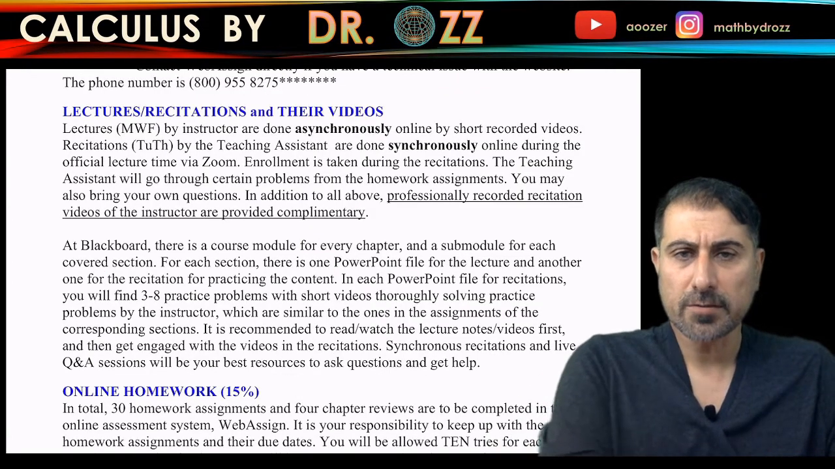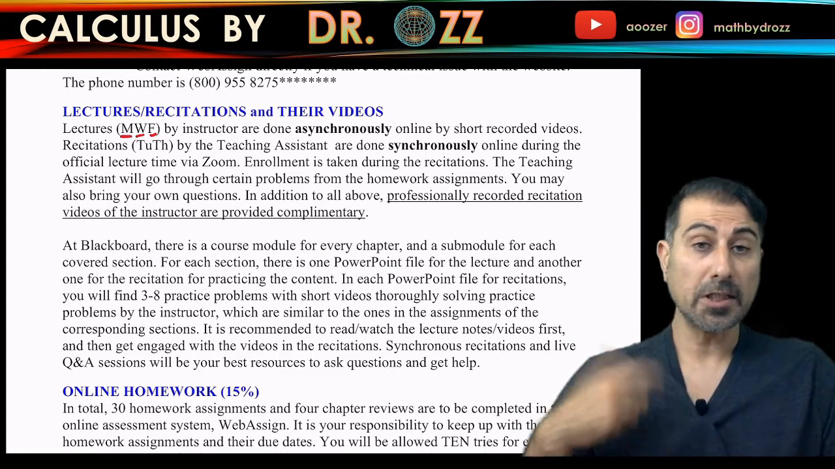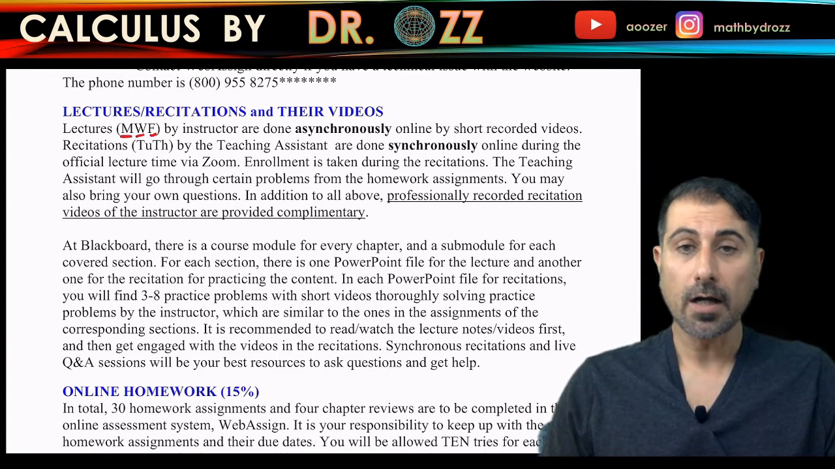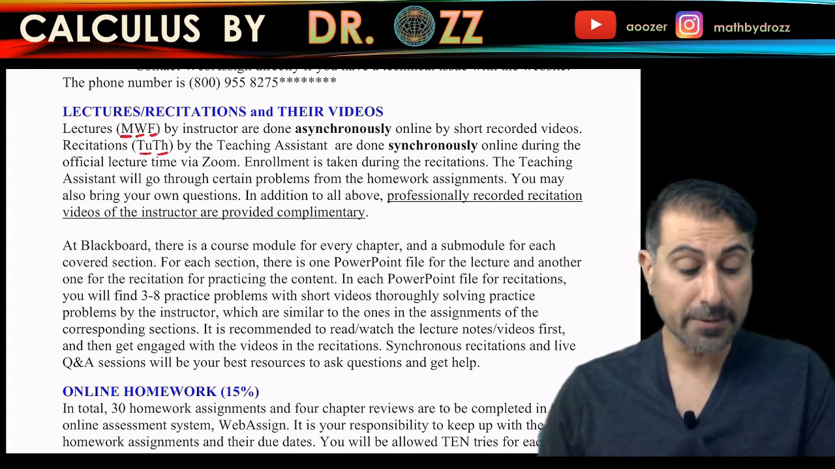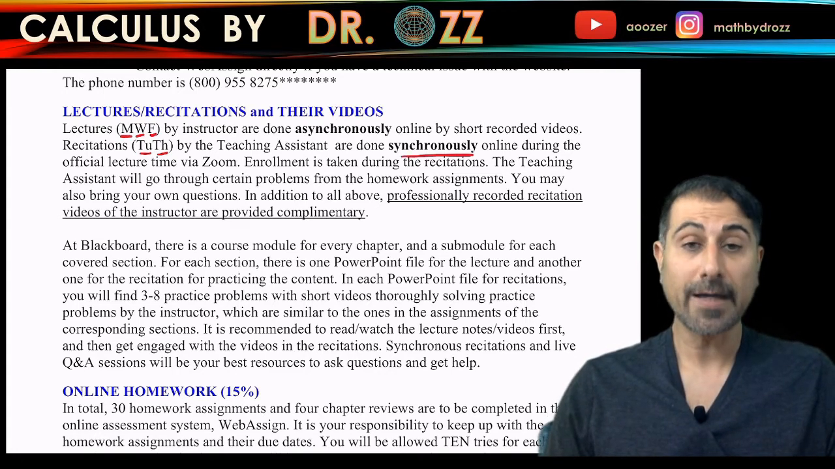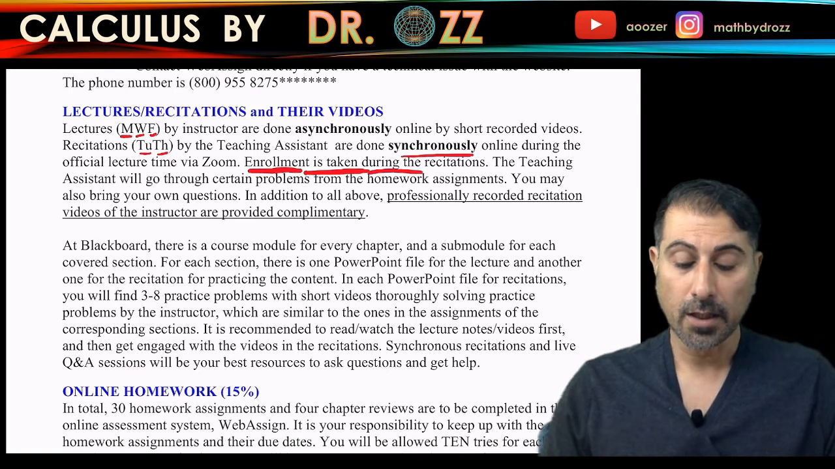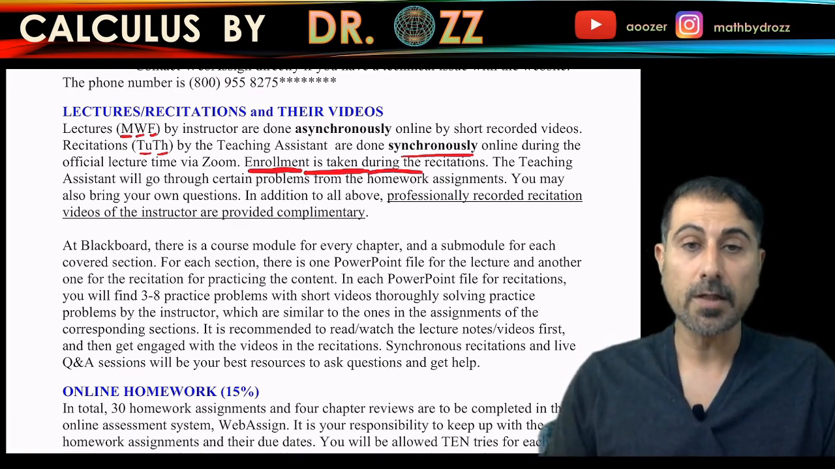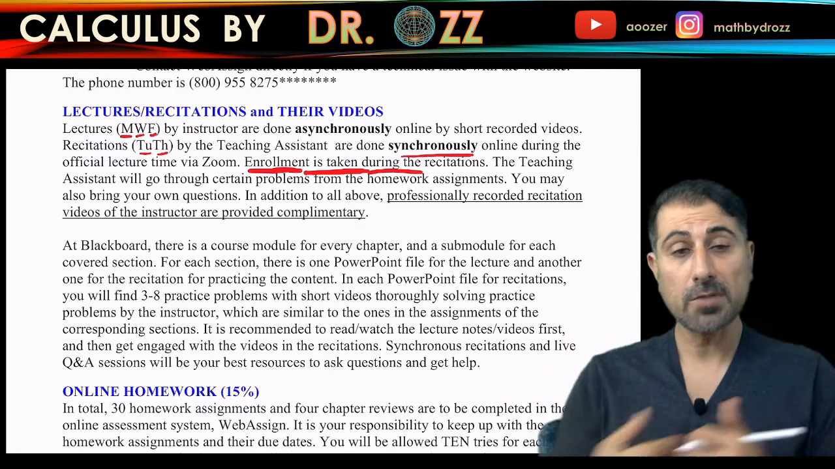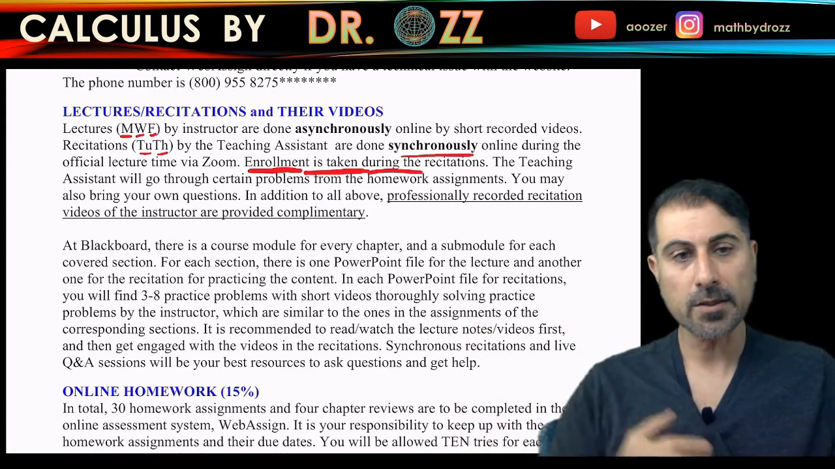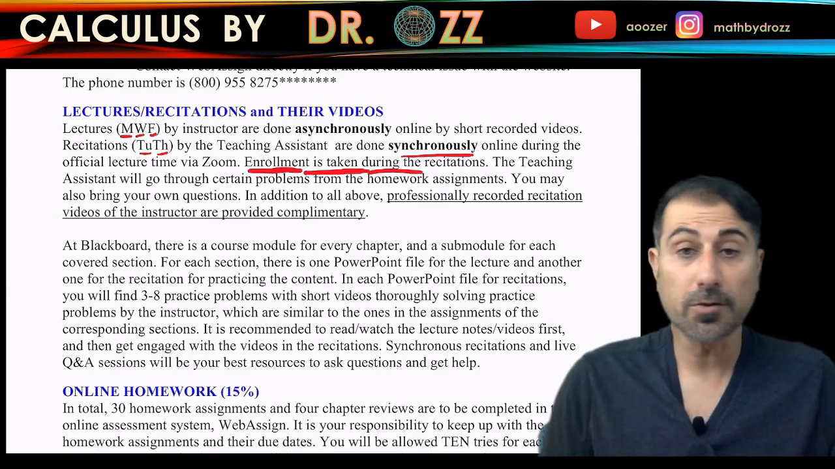Let me just mention about the lecture and recitations and their videos. So we have lectures technically Monday, Wednesday, Friday, and you have the lecture notes and the lecture videos provided to you complimentary on Blackboard. And we have the recitations Tuesdays and Thursdays led by the teaching assistant synchronously online during the official lecture time via Zoom. Well, for recitations, enrollment is taken, so attendance is mandatory. And the teaching assistant essentially will go through certain problems from my recitations and the homework assignments. So you will have, in fact, two different recitations provided to you, one by me, one by the TA. But one is asynchronous, the other one is synchronous, on top of the lecture videos. Okay? You can also bring your own question to the recitations.